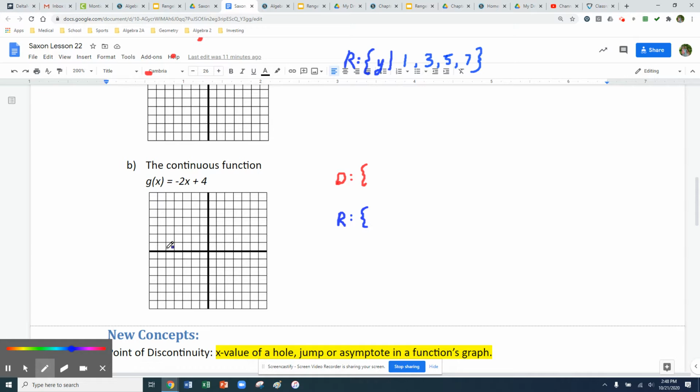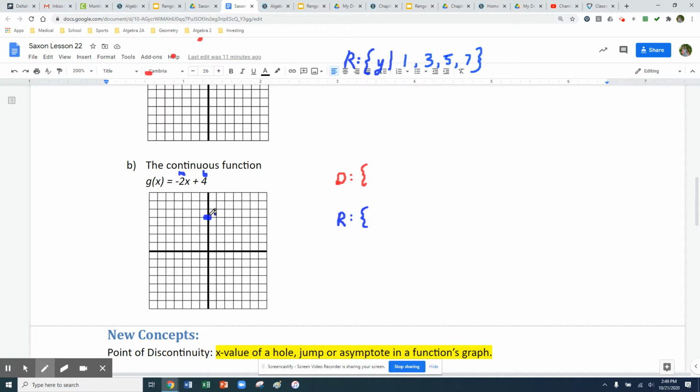Our second function, we'll graph it out. We've got g of x equals -2x plus 4, and don't be fooled by g of x. That just represents y equals -2x plus 4. So we've got a linear equation. So there's our slope, and there's our y-intercept. So we'll go up to 4, 1, 2, 3, 4.